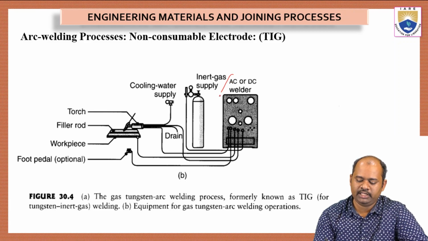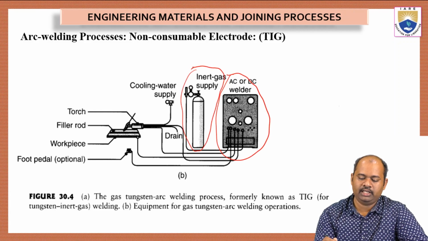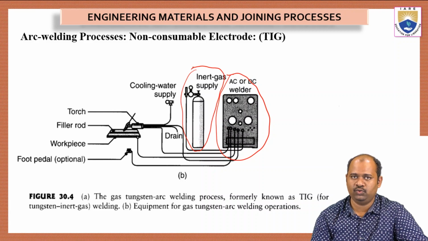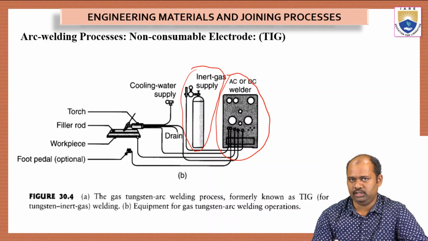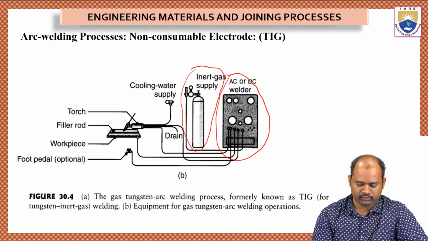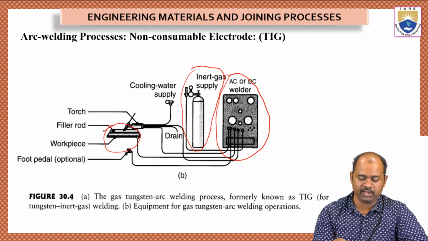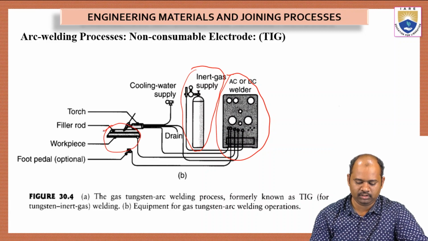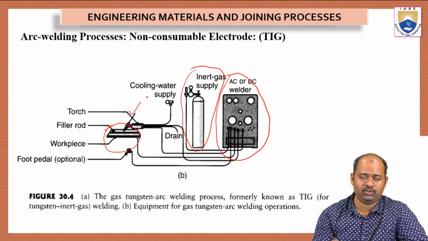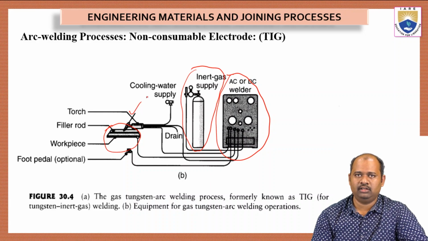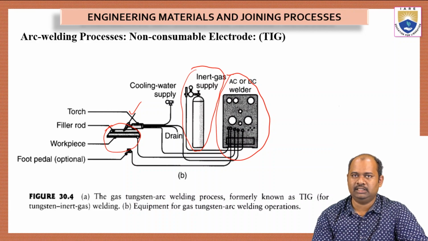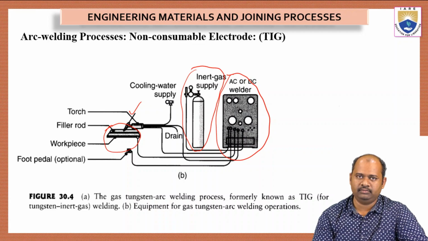So here we have to have an AC or DC welding machine. Along with that, we have to connect an inert gas. This inert gas is used to protect the freshly made joint from oxidation. And then we have this base plate, which acts as the cathode, and then we have this electrode. So all these things will help us weld the joints. Okay, so this is the basic equipment that is required for welding.